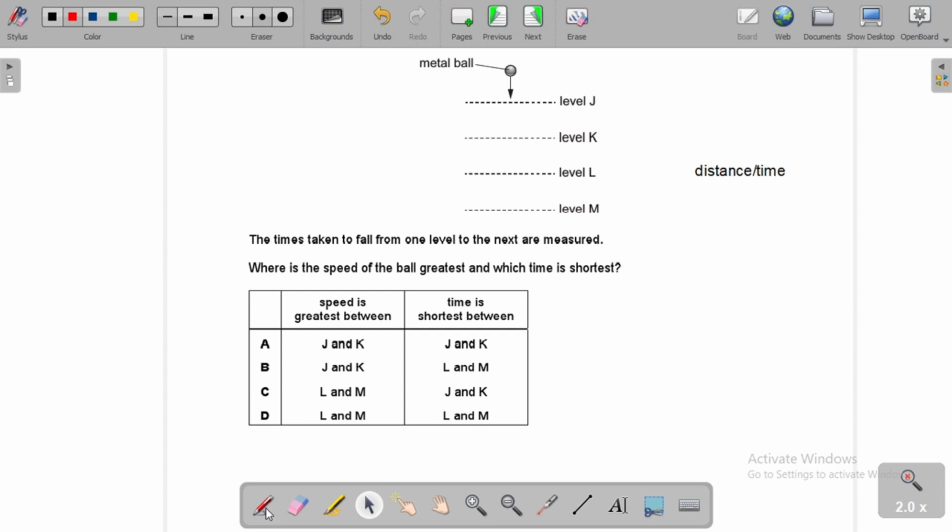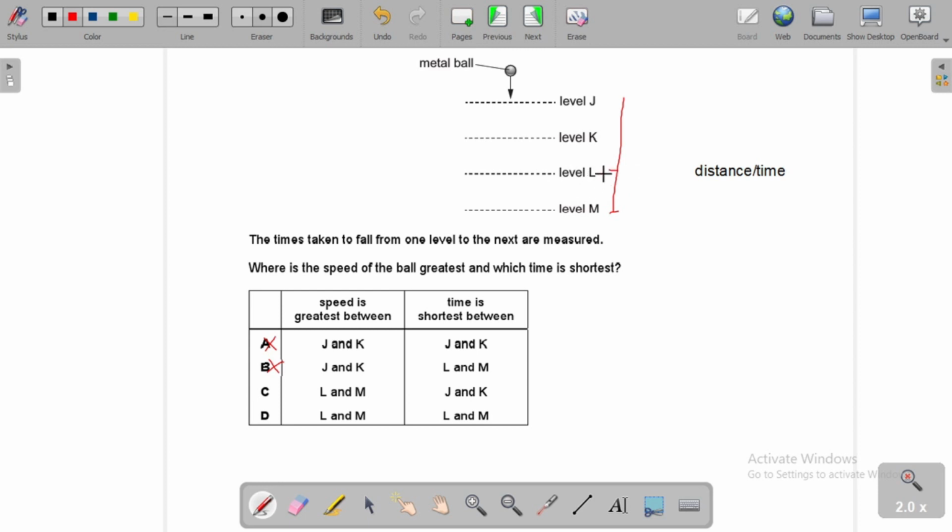Let's look at the distances we were given and look at our answers. J and K, that's where the speed is greatest. J and K, it can be here because the distance is short. So the two J and Ks are out. L and M. If we look at the distance, between L and M, of course, that's where we have the greatest distance. So that is where we are going to have the greatest speed.